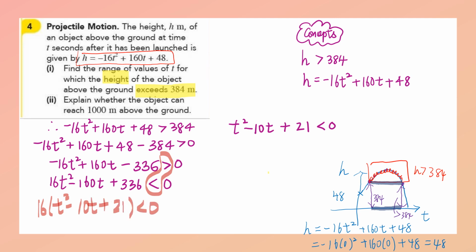And divide both sides by 16. If you're dividing with a positive number, you do not have to change the inequality sign. It still remains as less than. And since the coefficient of t squared is 1, it's a U-shaped curve. Before that, we need to factorize it. Draw the U-shaped curve. Okay, write down the t-intercepts.